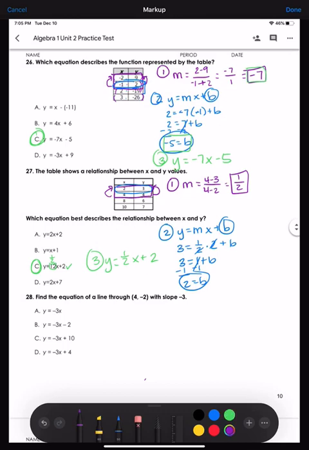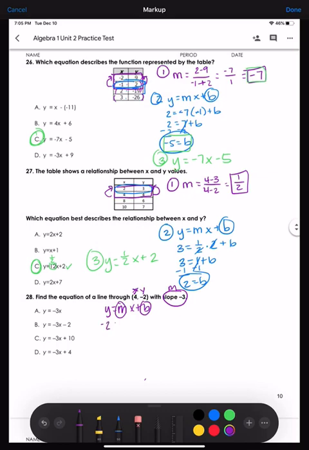Okay, next question. Find the equation of a line through (4, -2) with a slope of -3. So I'm giving you a slope and a point. Similar to what we did up here, in order to put an equation in the form y equals mx plus b, I need m and I need b. I gave you m, and I gave you x and y, but I didn't give you b, so we need to find that by plugging in m, x, and y. So that's what I'll do.